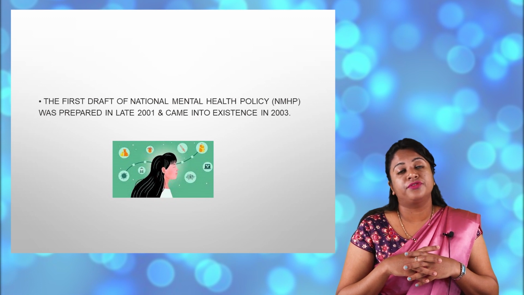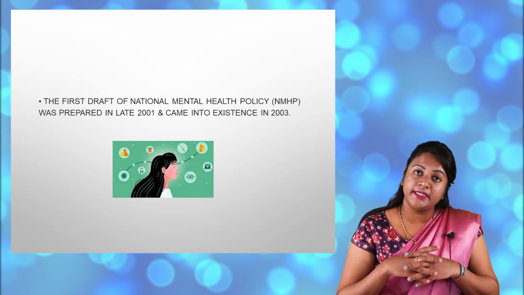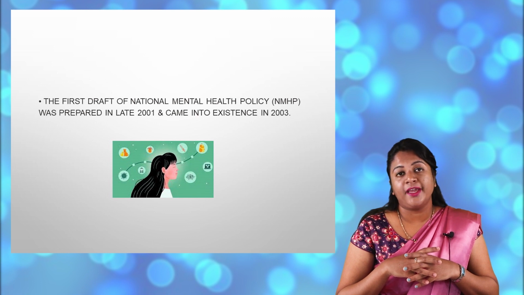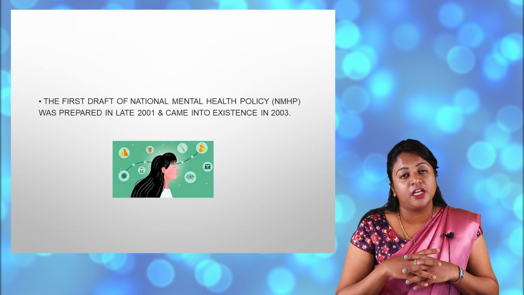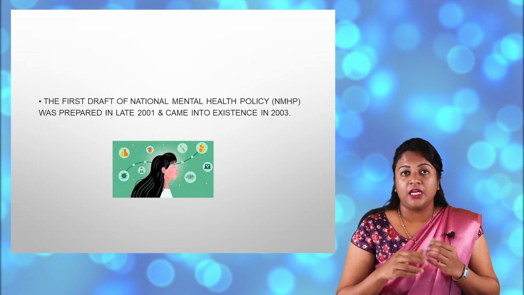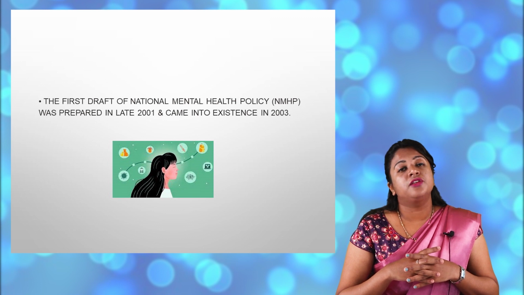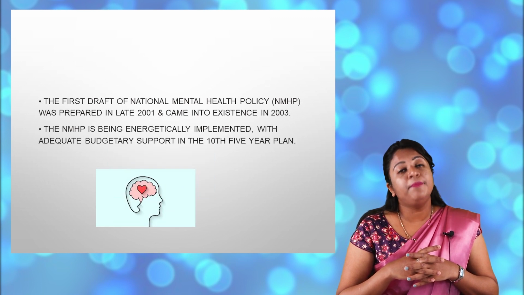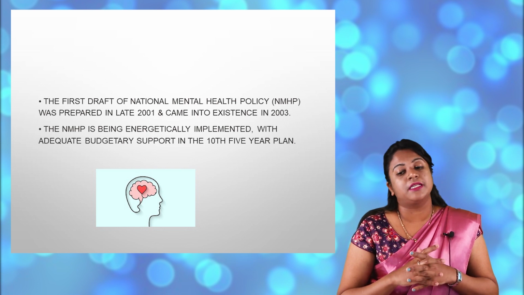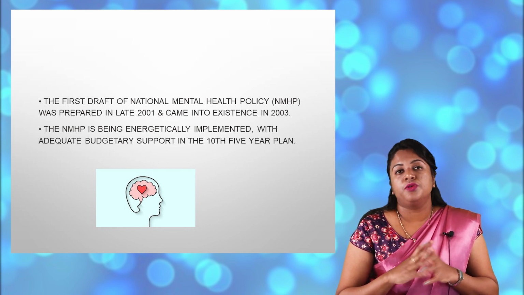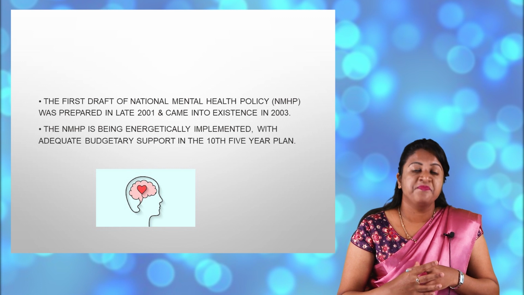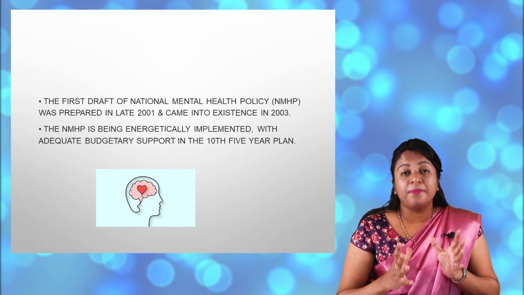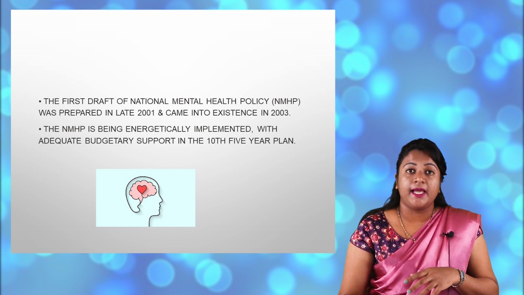The first draft of the National Mental Health Policy was prepared in late 2001 and it came into existence in the year 2003. It will provide the necessary conceptual framework for achieving certain goals. What are those goals, I will be discussing further. And it is also being energetically implemented with adequate budgetary support in the 10th 5-year plan. So the government of India has given us the policy with the budget. They have a budgetary plan for delivering the mental health services.